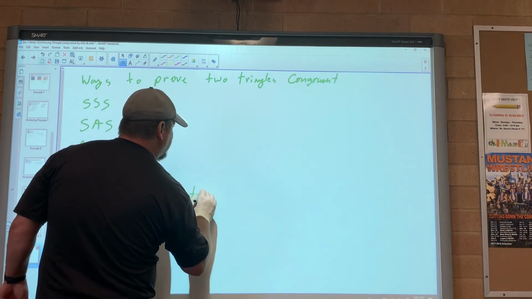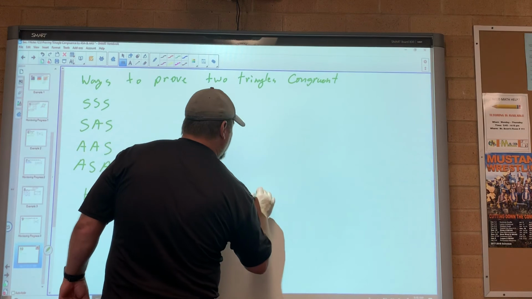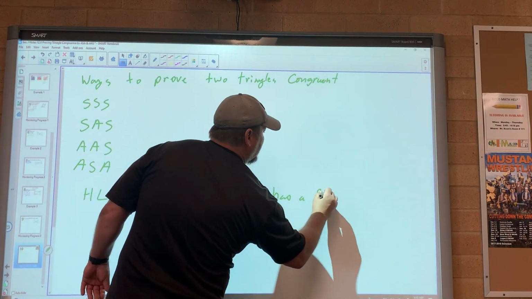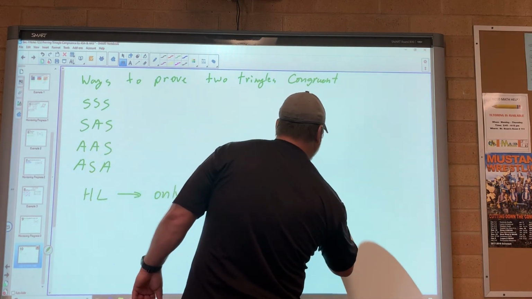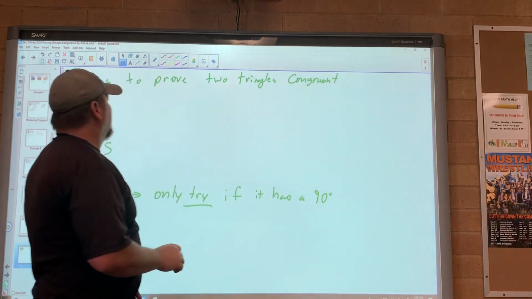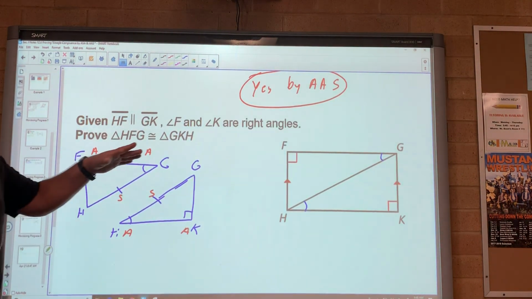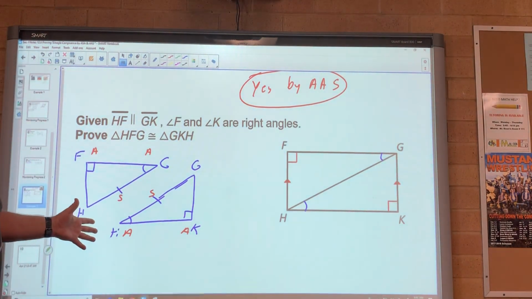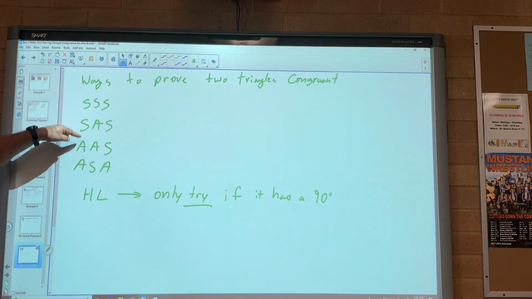Only try, and I say try because it might not work, if it has a 90 degree angle. Okay? Because I want you to go back to the last one we just did, or 2 of them we just did. We looked at this when it had a 90, but we couldn't test hypotenuse leg. So you've got to try one of the other methods before you just say, hey, it doesn't work.